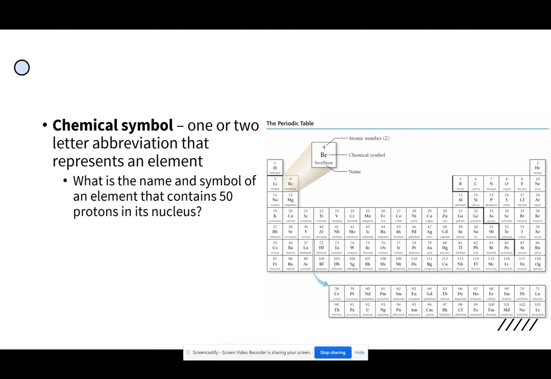So what is the name and symbol of an element that contains 50 protons in its nucleus? That means we're looking for atomic number 50. As I said already, the periodic table is arranged in order of increasing atomic number. So I just scan across the periodic table until I find atomic number 50. So the name is tin, and the symbol is Sn. And again, that's one of those weird ones that comes from, I believe, the Latin.